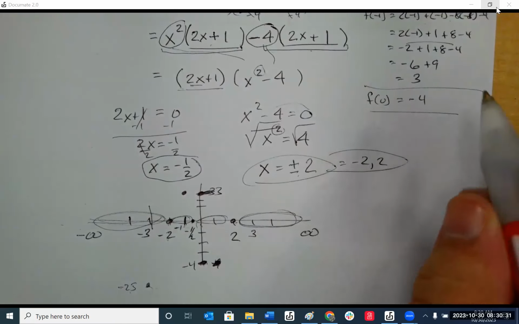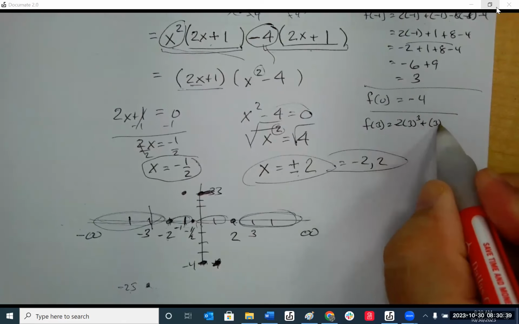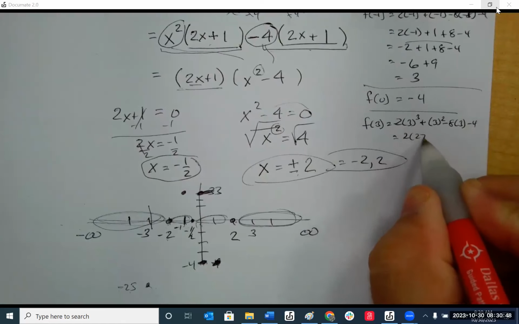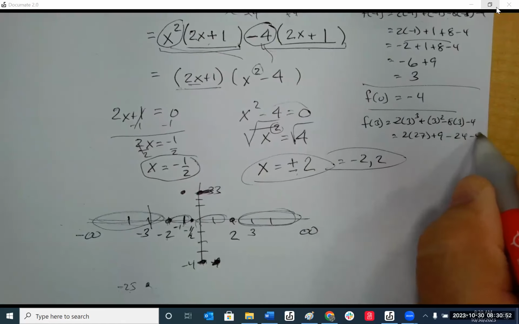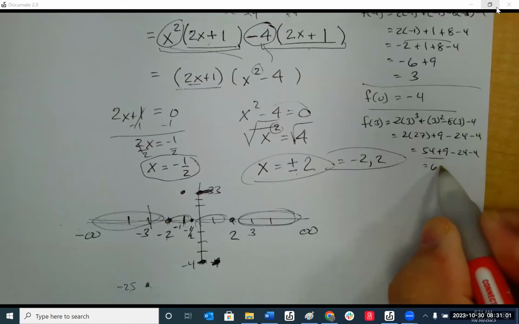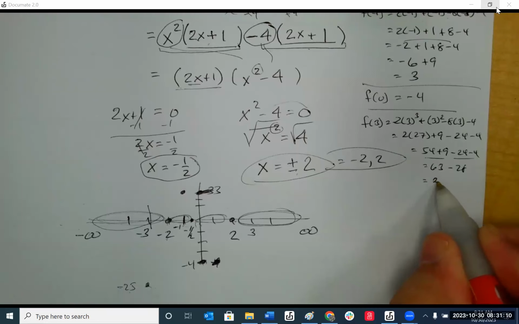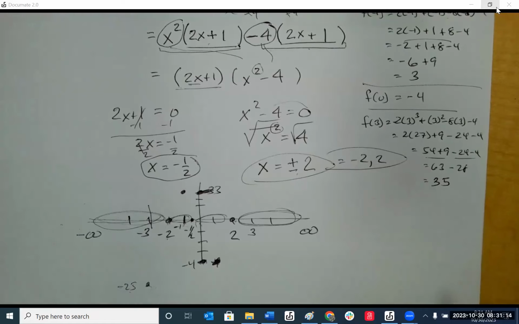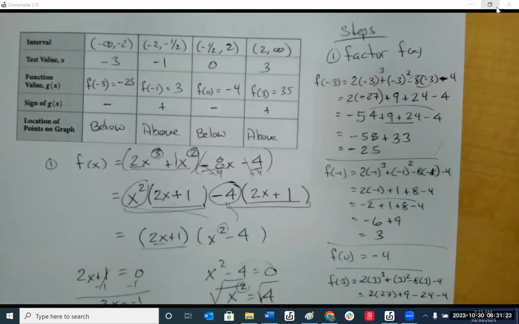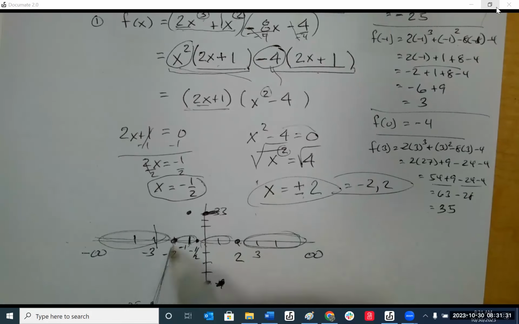And at 3: 2 times 3 cubed plus 3 squared minus 8 times 3 minus 4. 27 times 2 is 54 plus 9, 63 minus 28. Positive 35. It's positive, so it's above the x-axis. All this stuff gives us a guide of where the dots are going to be. So at 3, it'll be up here. So our graph will look something like this.